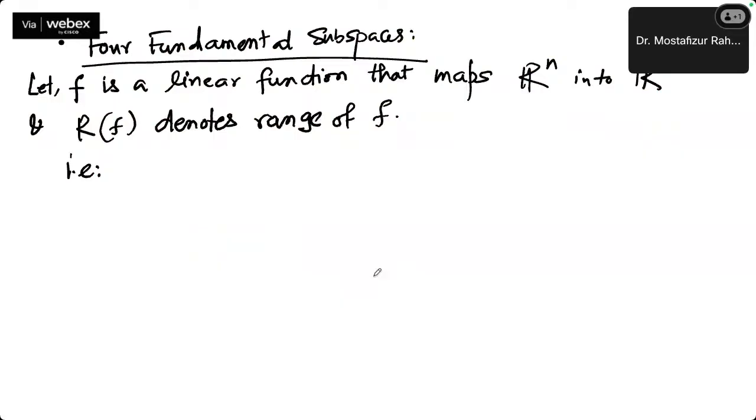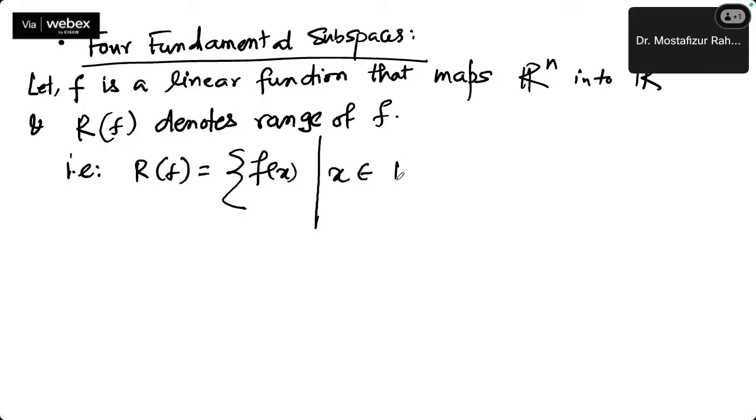Otherwise, the properties will not be satisfied. Okay. So R(F) denotes the range of F. Mathematically you can write R(F) as the set of F(x), where x belongs to Rn.